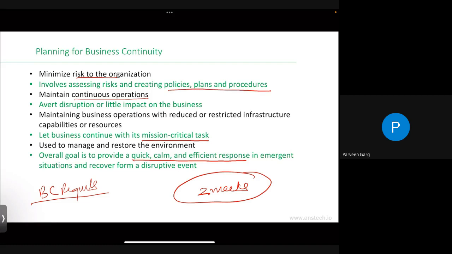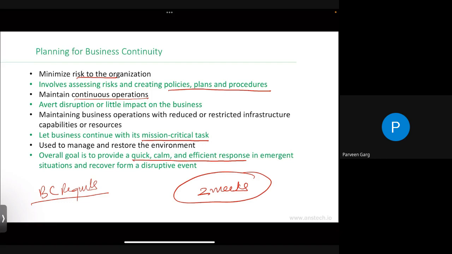You need to have business continuity procedures. Things should not happen that, if something has gone wrong in your organization, then you're searching for what to do next. You're calling your CEO directly. Whereas there is a business continuity plan, there's a fire in your warehouse, and you know what to do. There are SOPs in place.